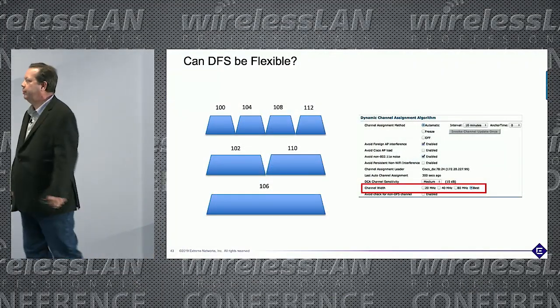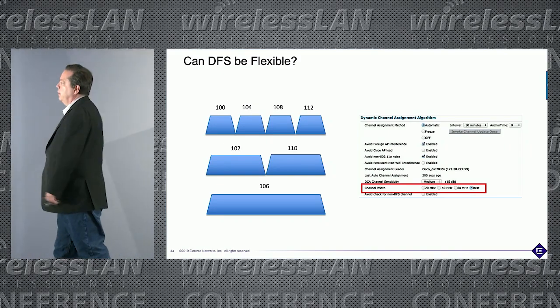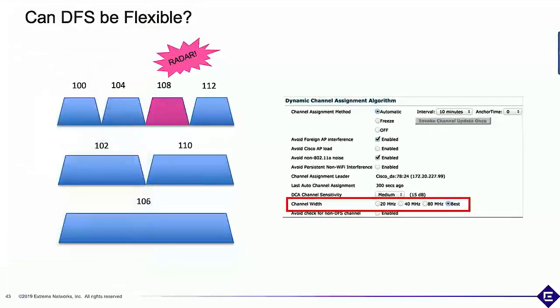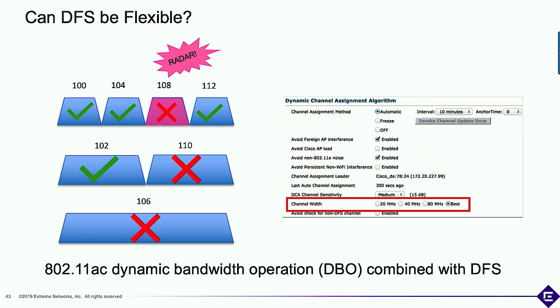Can DFS be flexible? There's this one vendor that makes claims that you can do this: if you have an 80 megahertz channel and one of the secondary channels is hit, what they'll then do is, instead of jumping to a whole new channel, they'll just size down to the channel that wasn't affected by the radar pulse. I'm calling BS on this. In all fairness, I tested this vendor, but I didn't have full time to test this. But you know what this is? This is 802.11ac dynamic bandwidth operation.